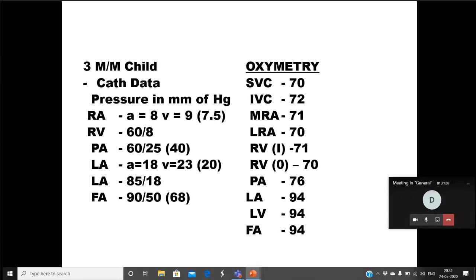Yes. And LV it is 85 systolic and 18 diastolic, sir. So there is no obstruction across LA and LV, sir. Mitral valve. There is no obstruction across the mitral valve, and LV end diastolic pressure is elevated. Okay, very good. Yes. And femoral artery, it is 90 systolic and 50 diastolic, sir. Okay, right, very good. There is no significant obstruction across the aortic valve also.